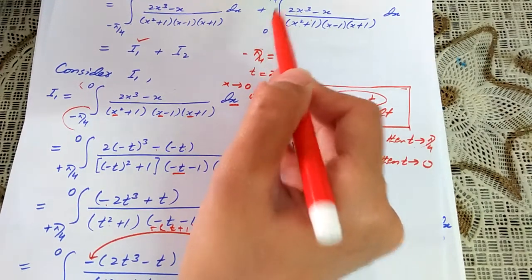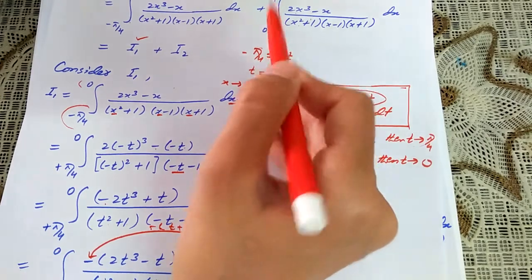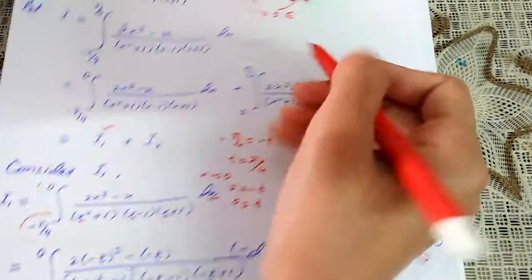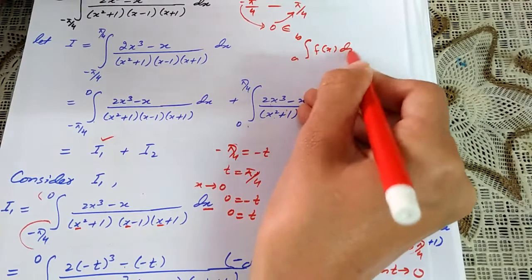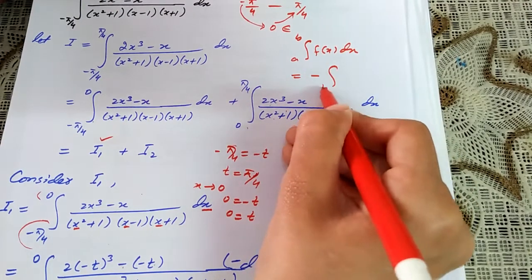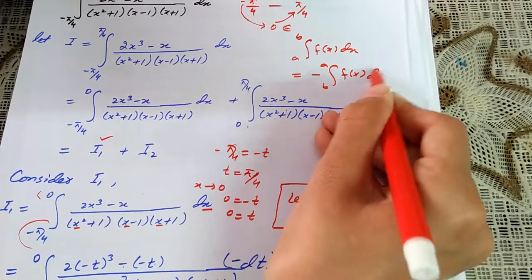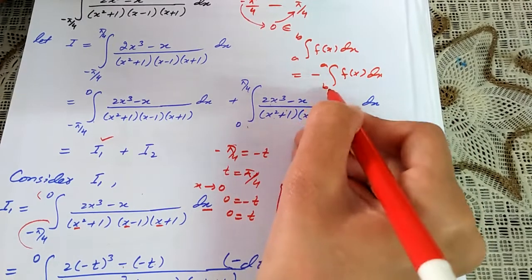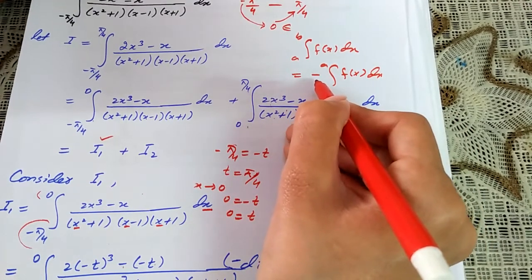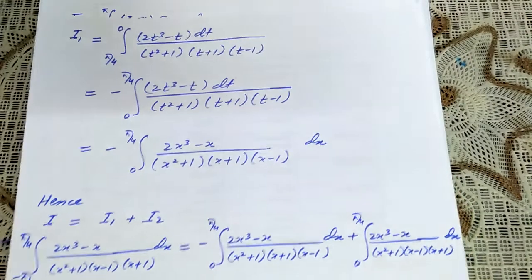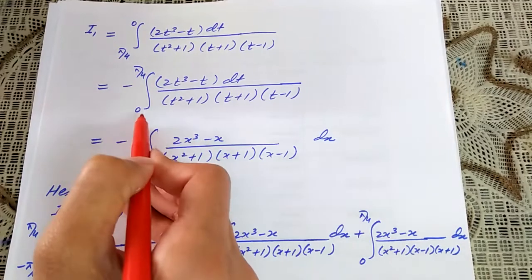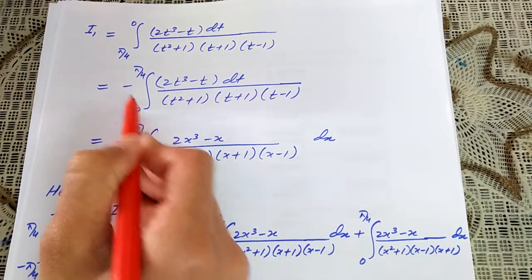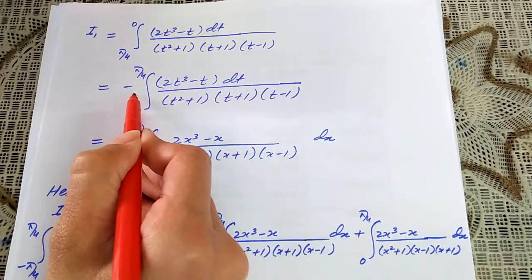We can change the limit of integration sign. How we can change it? We know that we can write a to b f of x dx equals to negative b to a f of x dx. We can change this position if we just write negative sign here. The position of the limits of integration will be changed if I put the negative sign here.